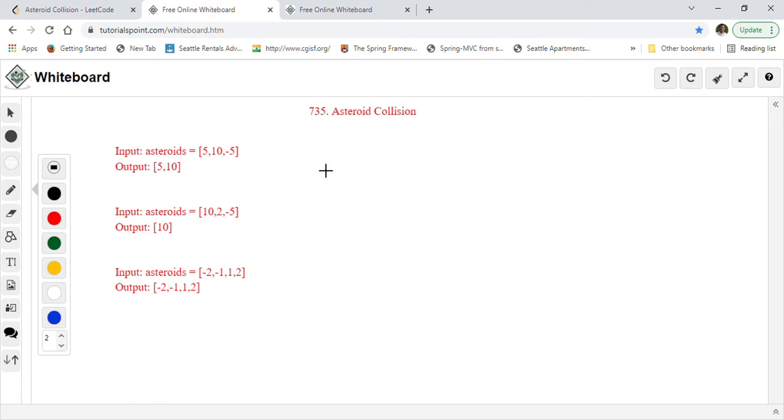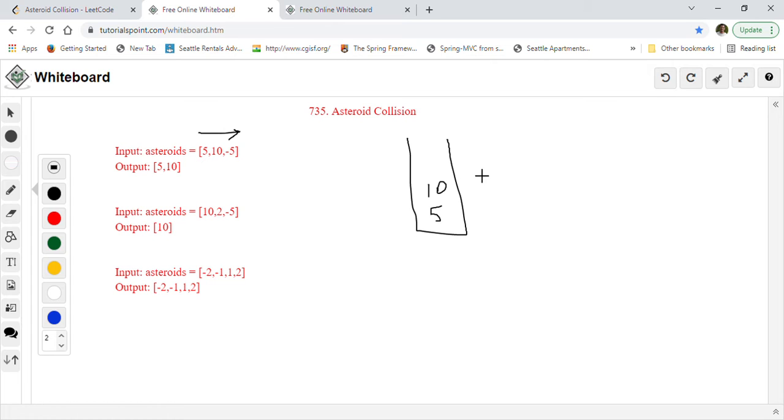Now let's go through some examples before we discuss the code. Let's say we are looking at this array, and we will use a stack. Let's first create one sample stack here. Whenever we see a positive first element and the stack is empty, we can just put that element into the stack. Now the next is 10. Since 10 and 5 are going in the same direction, we also put 10 on the stack, because there cannot be any collision when they are going in the same direction.